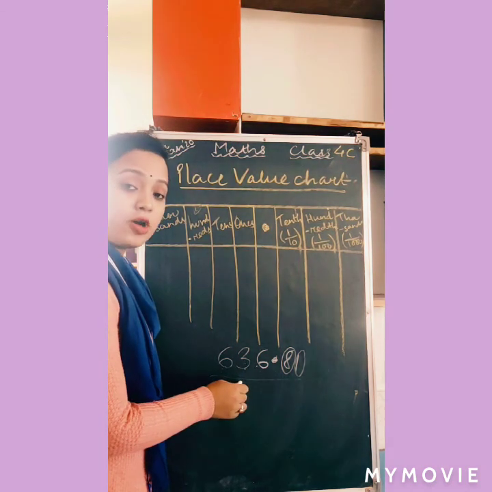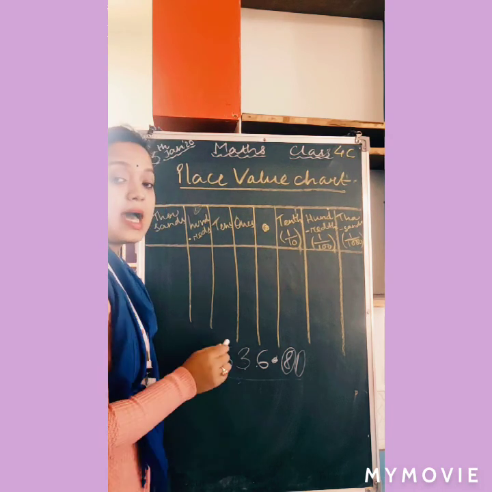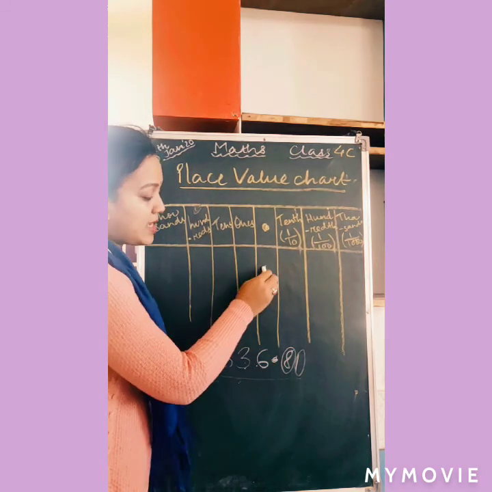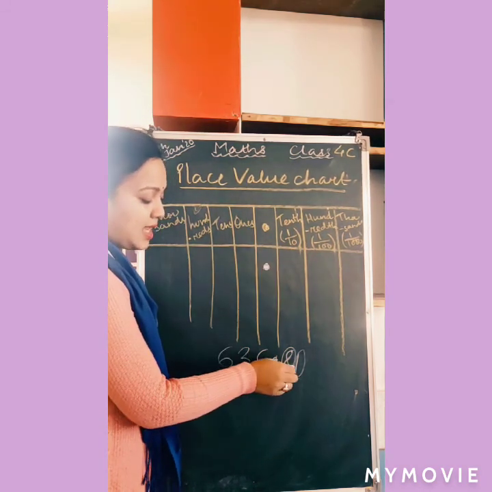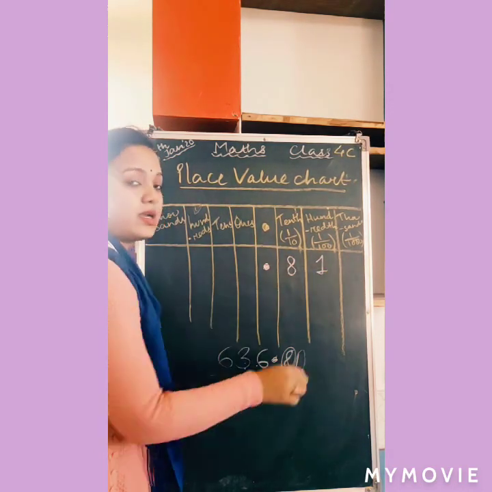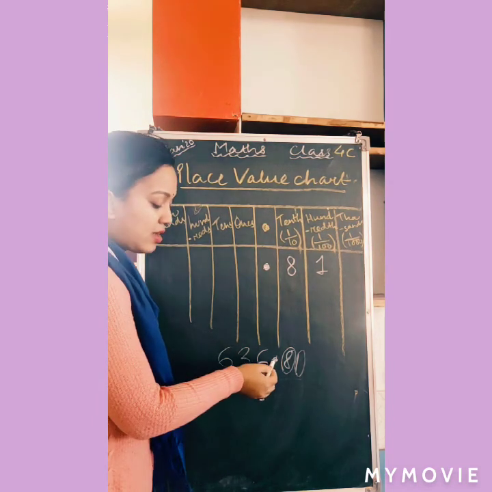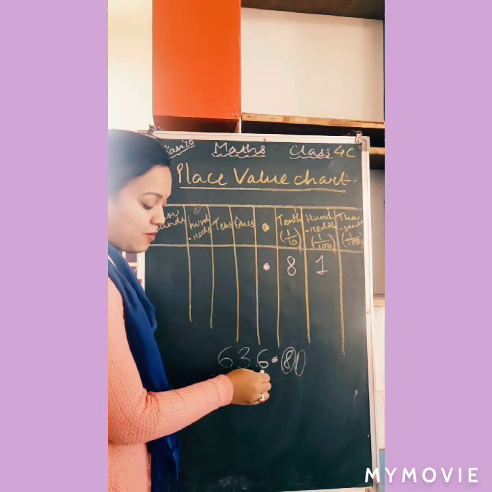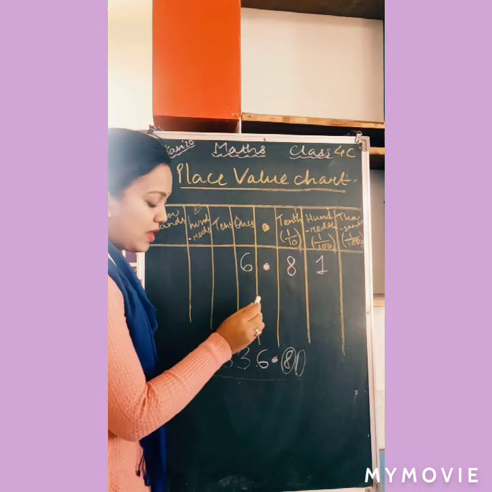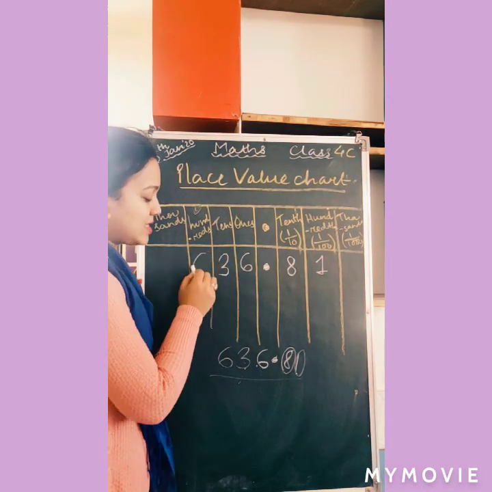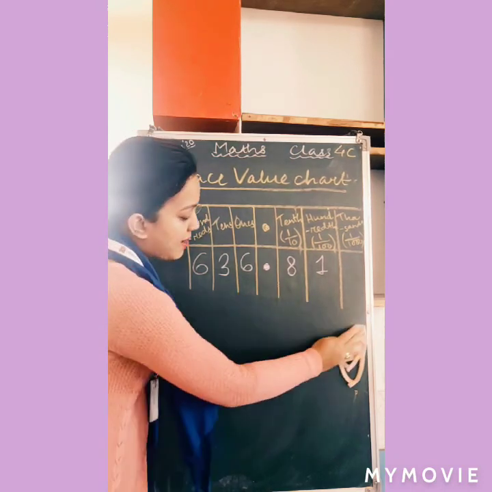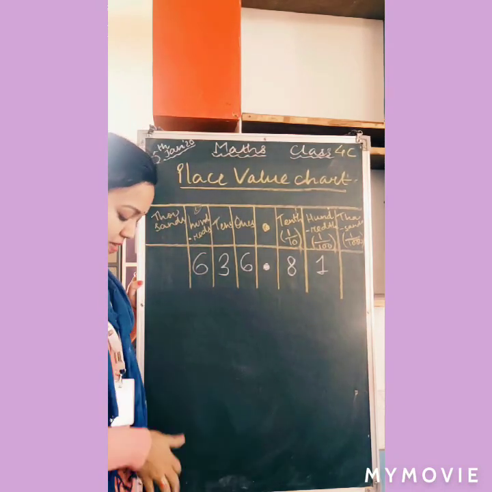Now, if I have to plot this number in the place value chart, I will always start from the right hand side. Correct? There is a point, I'll put a point here. So 8 is in tenths place, 1 is in hundredths place. There is no number here, so I'll not put any number. Then towards my left, I will always start from the back, I will not start from the beginning. So 6 is in ones place, 3 is in tens place, again 6 is in hundreds place. Correct? Now, I have plotted this number in the place value chart.